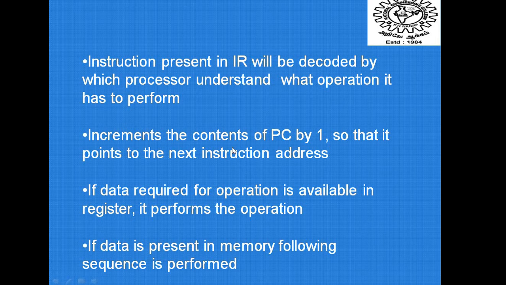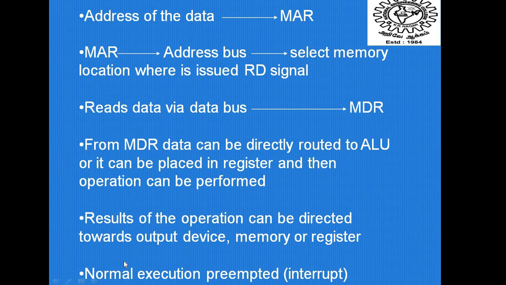So it increments the contents of the program counter one by one, because when one instruction is completed, the next instruction will be fetched from the program counter, so that only the next instruction will be carried out. The data required for the operation is available in the register, and it performs the operation. The data present in the memory following the sequence is performed. This cycle is repeated again and again.